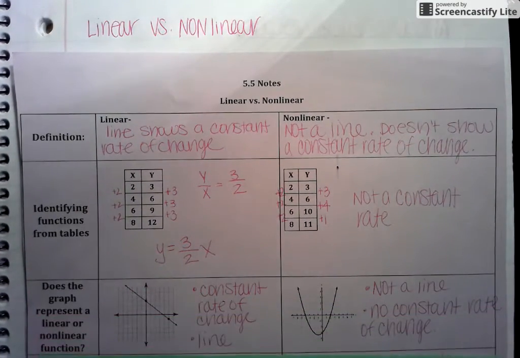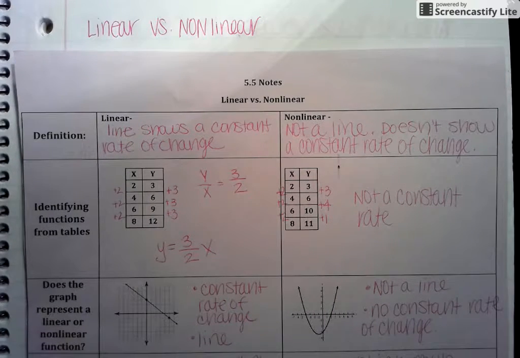So another situation you might see is a graph. Does the graph represent a linear or nonlinear function? Anytime you see a graph of a line, that is going to be a linear equation, or that's going to be linear. Any other situation where it's not a line, so this is an example of a parabola, that would not have a constant rate of change, so that would be nonlinear. So it's either a line or it's not a line, which makes it linear versus nonlinear.